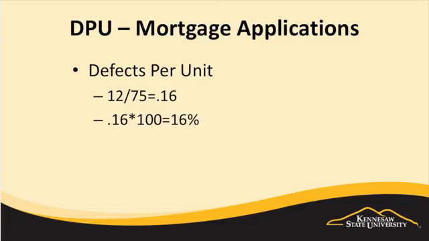So when we multiply 0.16 by 100, we find that about 16% of the mortgages had an error, but we need to remember that a single mortgage application could have multiple errors.